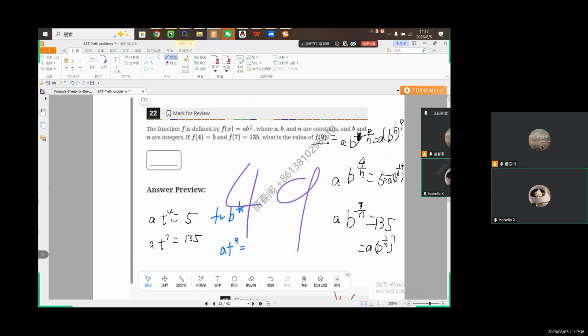Okay, and then two variables, two equations, right? That's good to go. You can do a division, eliminating one, this is elimination, right? You can add or subtract, and also divide. So A is gone, right?